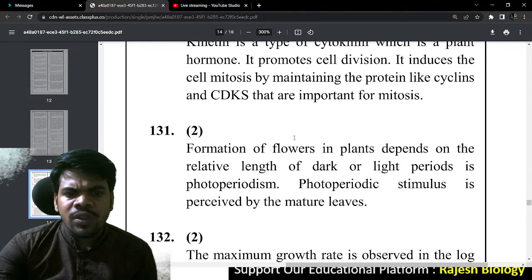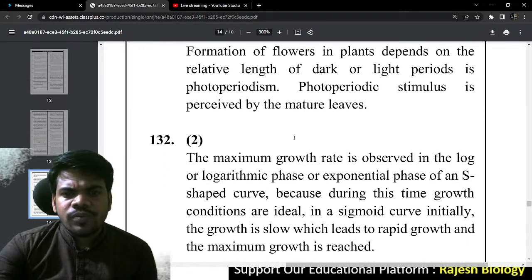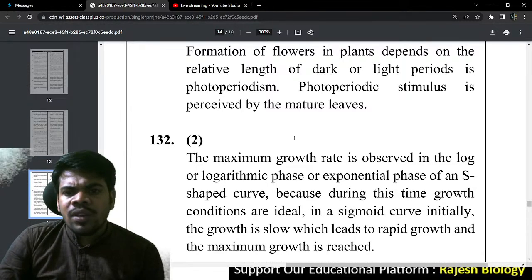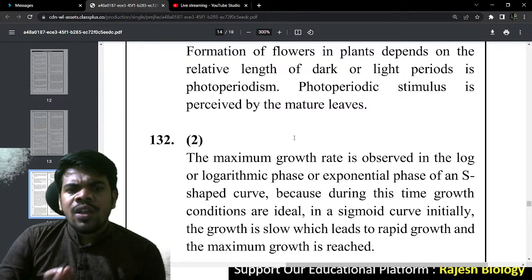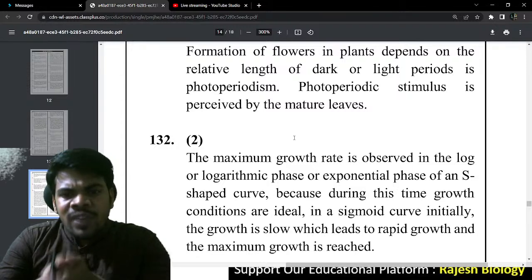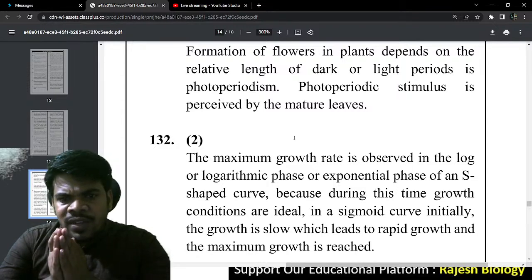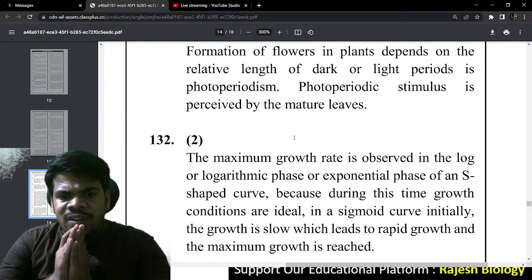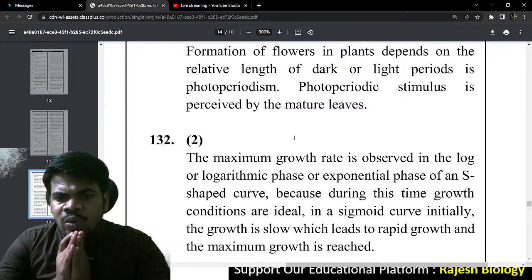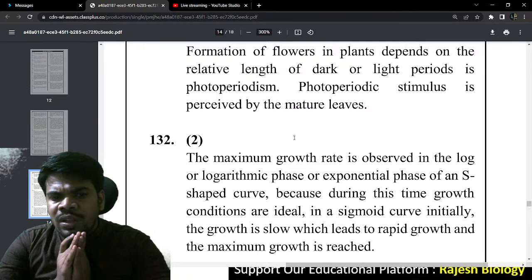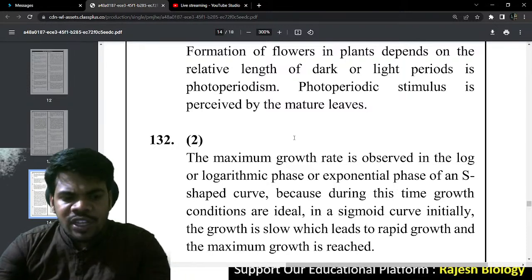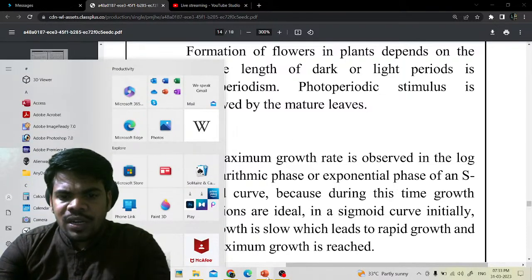Okay. Next, come to the 32nd. The maximum growth rate is observed in the log or logarithmic phase or exponential phase of the S-shaped curve. Why is it the fastest? Because during this time growth conditions are ideal. In a sigmoid curve, initially the growth is slow, which leads to rapid growth, and the maximum growth is reached. So what is the right answer for this?